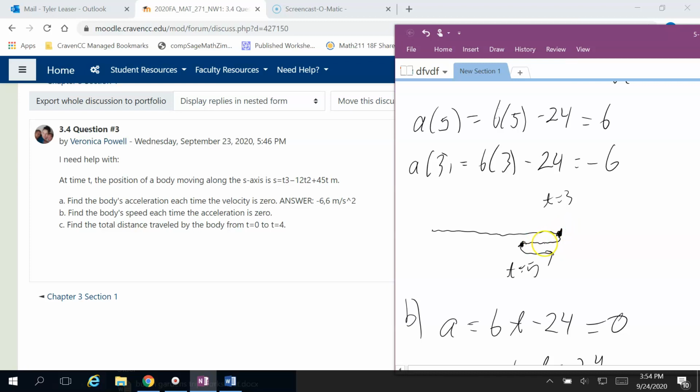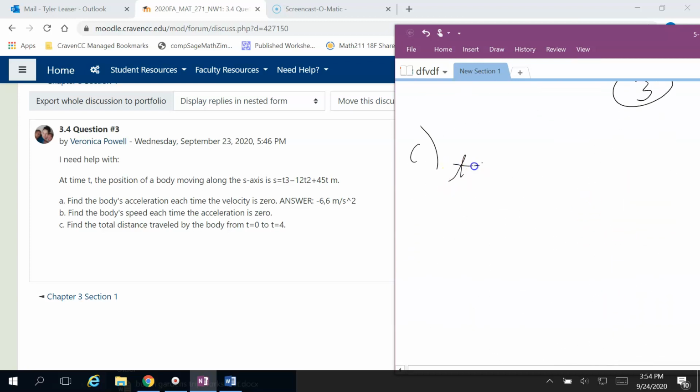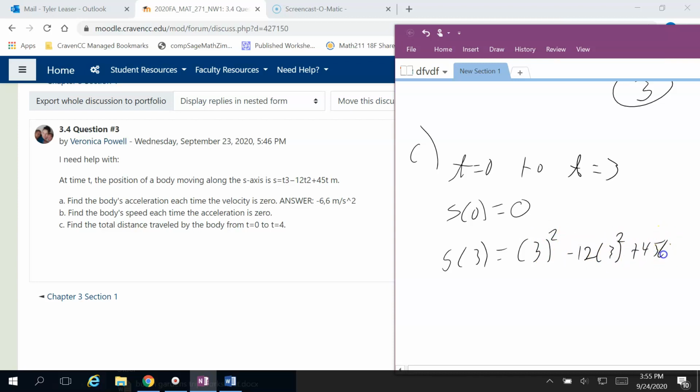So really what I should do is to break this up into the two different sections. The distance from 0 to time 3, and then the distance from time 3 to time 4, and then we're going to take the absolute value of that. So from t equals 0 to t equals 3, let's see what happens. If I plug 0 into my position function, I'm just going to get 0. If I plug 3 into my position function, so remember the position function was 3 cubed, it's going to be minus 12 times 3 squared, plus the 45 times 3, again just using a calculator to figure out what this is.